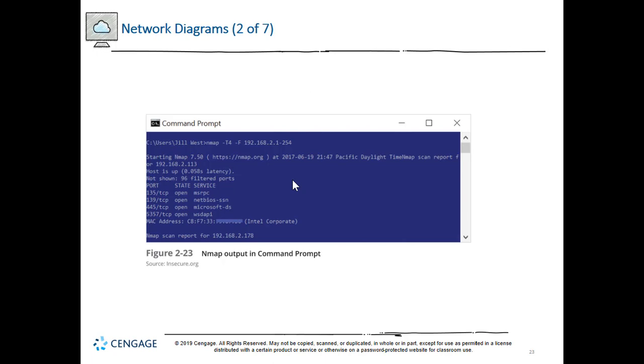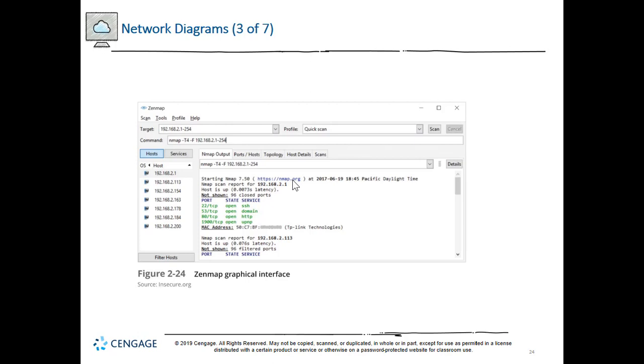Here is a graphic representation using a program called Nmap, and all we're trying to do here is locate any information that we can about a particular node. ZenMap goes out and finds all the devices on the network here. So here we're looking for anyone from 192.168.2.1 all the way to 254. It finds all those nodes and it tells you everything that's going on with them.